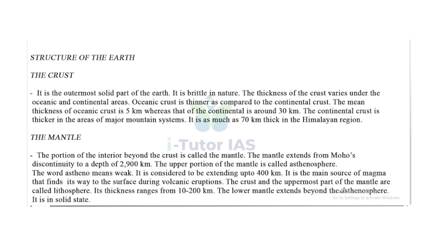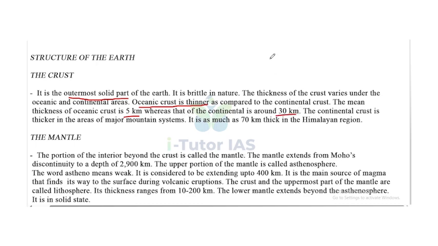Now, structure of the earth. We know the earth has 3 layers. First one is the crust. It is the outermost solid part of the earth. It is brittle in nature. The thickness of the crust varies under the oceanic and continental areas. Oceanic crust is thinner as compared to continental crust. The mean thickness of oceanic crust is 5 km, whereas that of the continental is around 30 km.